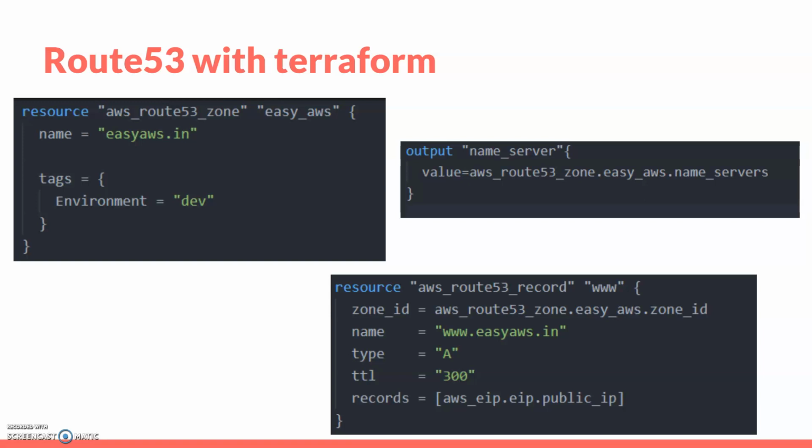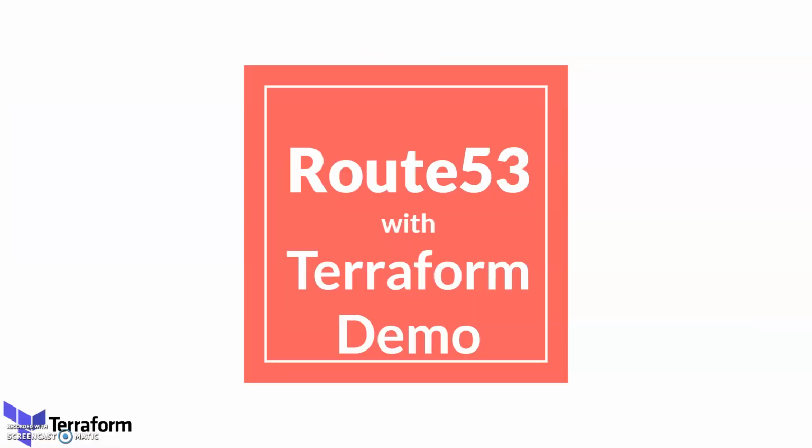So we will see the creation of all these things together. So creation of the Route 53 zone, records, and instance, where we will launch the instance, and we will map the instance using the elastic IP, and we will deploy the Apache server.